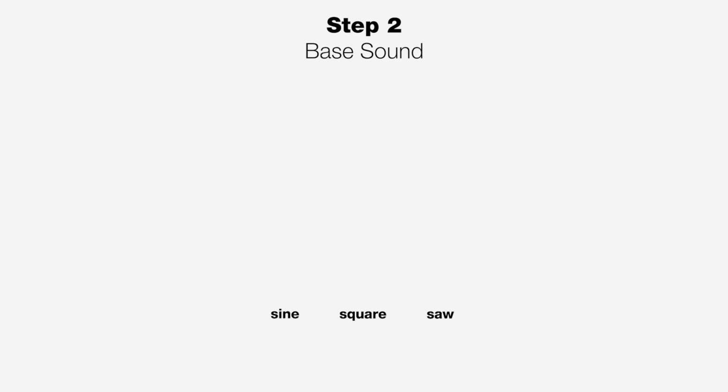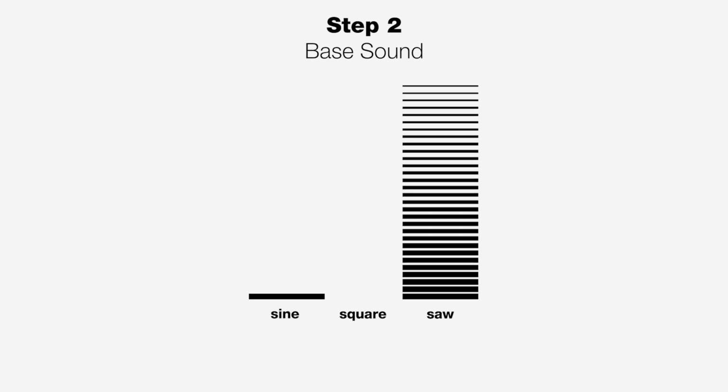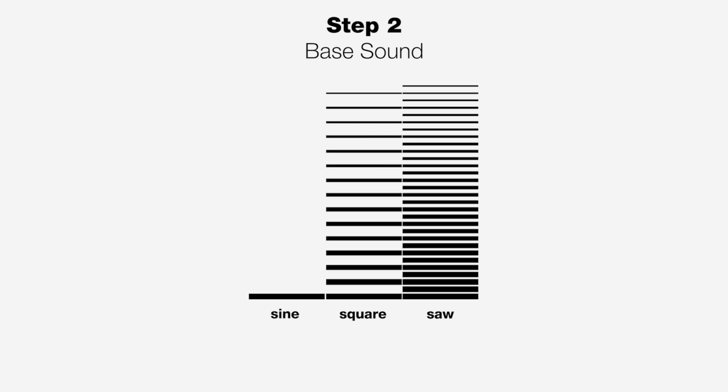For those of you who don't know, a sine wave is just one single frequency. A saw wave contains all the harmonics in the sound, and a square wave just contains the odd number of harmonics, so half the amount of harmonics in a saw wave. Almost all synthetic sounds are based off of one of these 3 sounds.